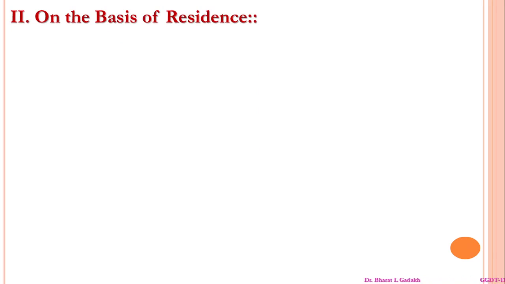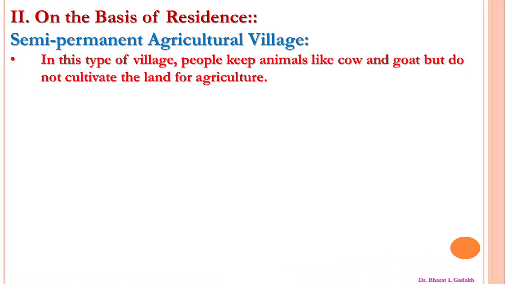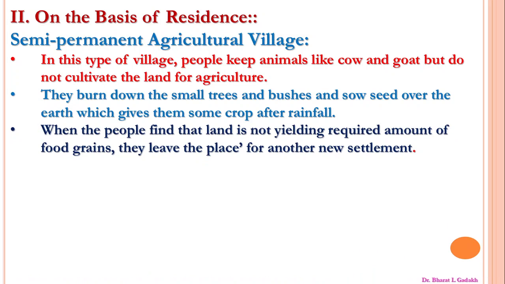Next one, on the basis of residence, semi-permanent agriculture villages. In this type of village, people keep animals like cows and goats, but the land is not cultivated for agriculture. They burn down small trees and bushes, sow the seeds over the earth, and get some crop after the rainfall. When the people find that the land is not yielding the required amount of food grains, they leave the place for another and make new settlements.